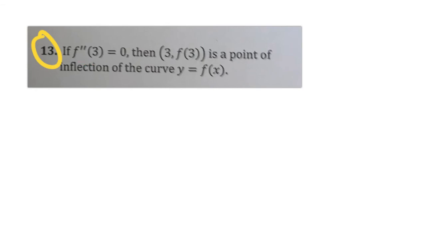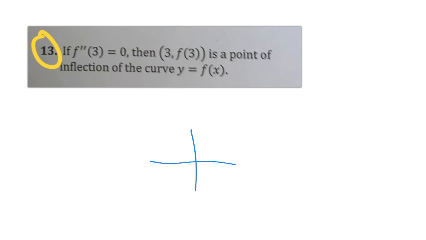If f double prime of 3 equals 0, then (3, f of 3) is a point of inflection on the curve of y equals f of x. Okay, so for my student at home, just know that the double prime thing, taking the second derivative, is indeed a way of finding out where the original function is concave up and concave down.